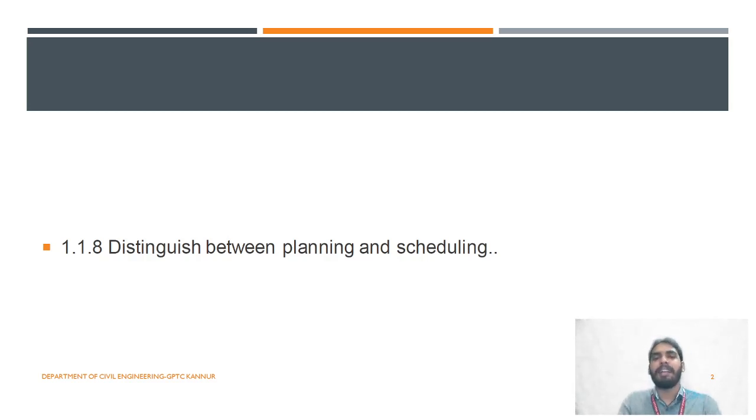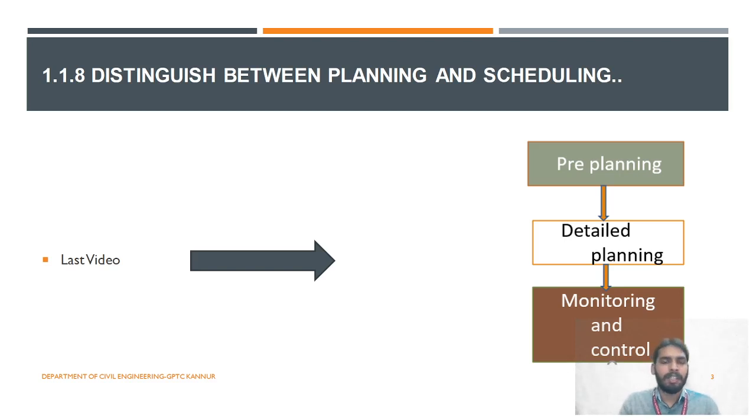In the last video, we studied the things included in the pre-planning stage, the detailed planning stage, then the monitoring and control stage. These are the three stages present in planning. So in the planning stage, what are the things that you have to do? Just go through it. Then you should be able to distinguish between planning and scheduling.